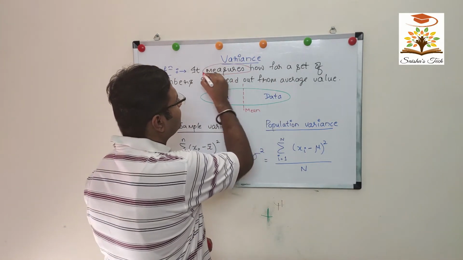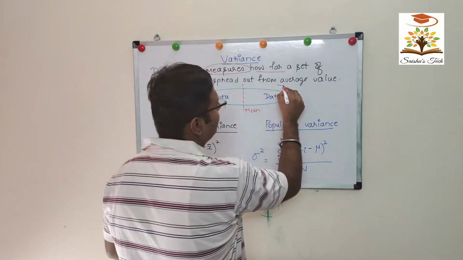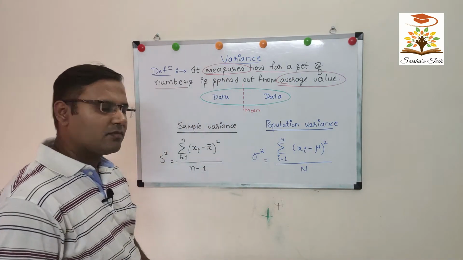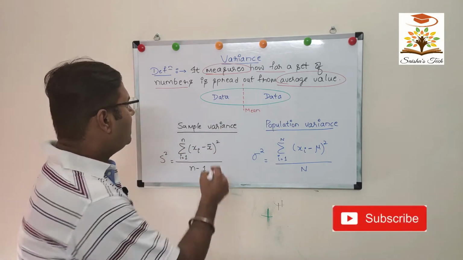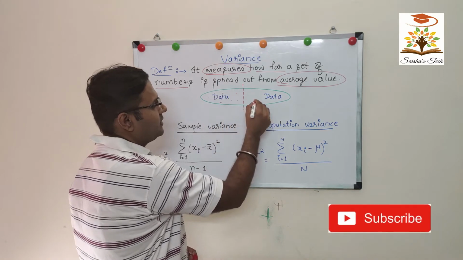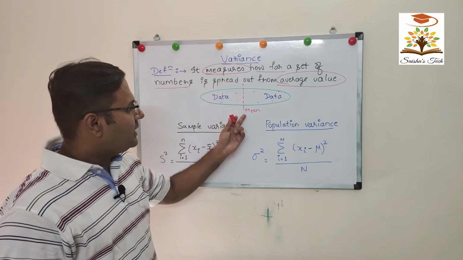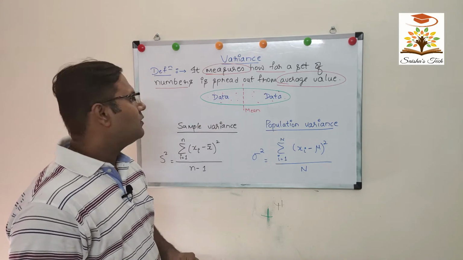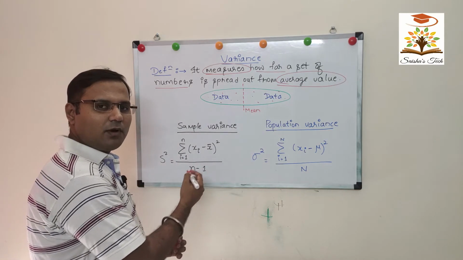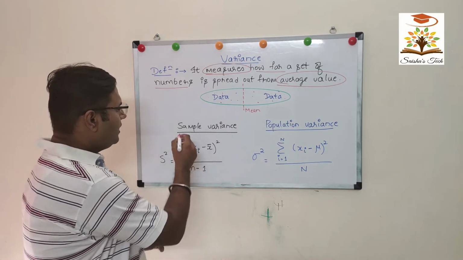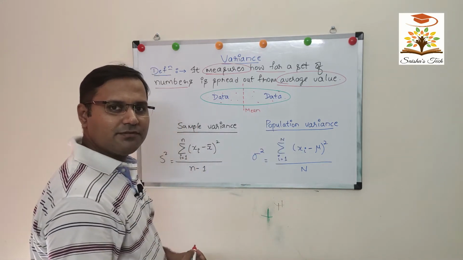Variance is the measure of how far the numbers are spread from the average value. Here consider we have a data and we have the mean. Now each of the data points present in the data, how far it is from the mean, this is what provides us the variance. Now let us understand the formulas of variance. There are two types of variance: one is sample variance and another is population variance.